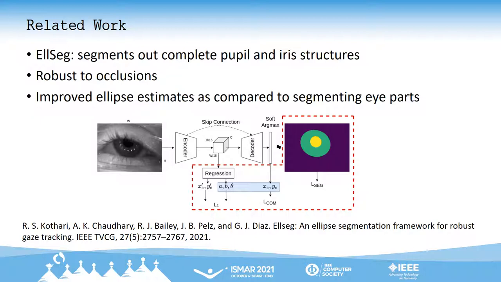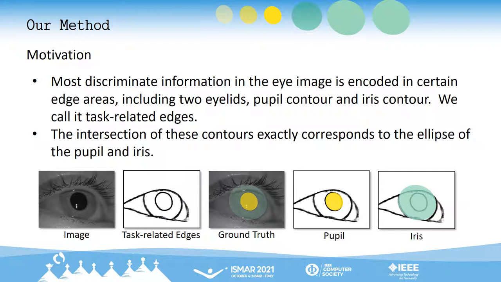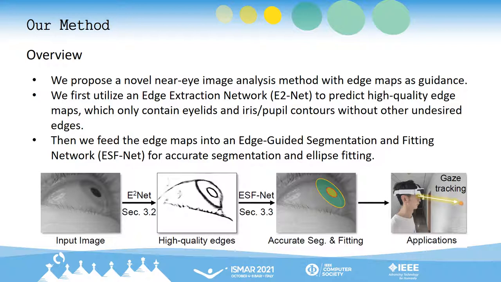We observe that most discriminative information in the eye image is encoded in certain edge areas, including two eyelids, pupil contour, and iris contour. We call them task-related edges. Such edges are highly related to the high-level semantic tasks. We propose a novel near-eye image analysis method with edge maps as guidance.